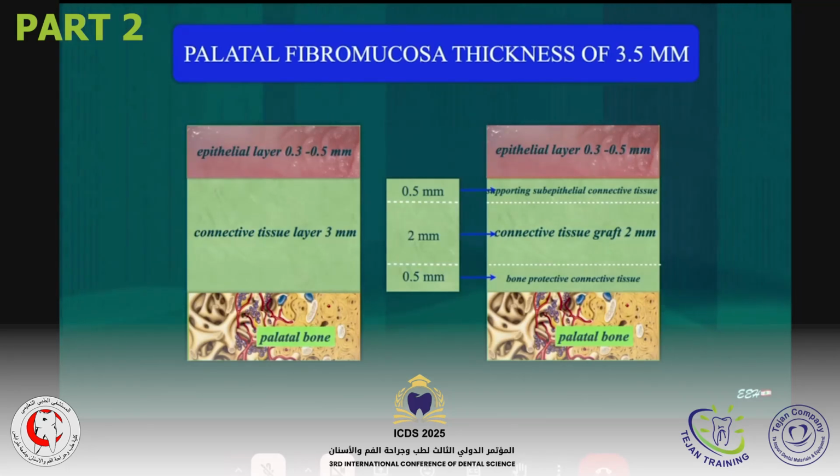With a fibromucosa thickness of 3.5 millimeters, leaving 0.5 millimeter to support the epithelial layer and 0.5 millimeter to protect the bone, I can have 2 millimeters to cover the implant or metal, or other metal crown and all.